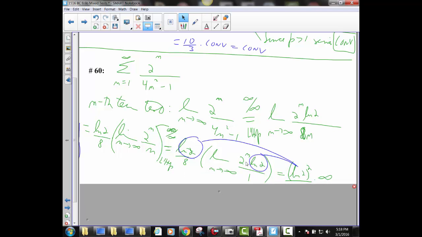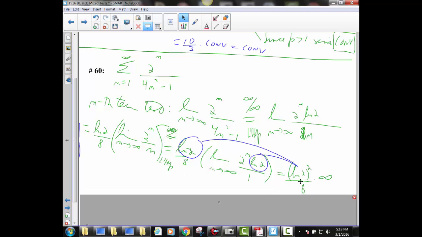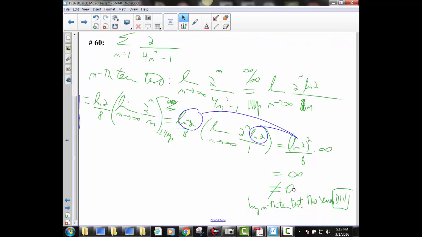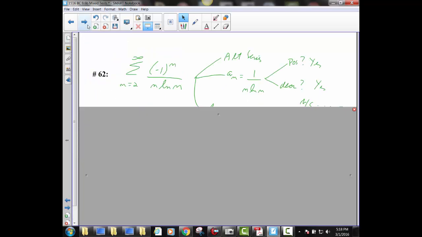So the derivative of 2 to the n is 2 to the n ln2, and the derivative of n is 1. So now I have ln2 times ln2 is ln2 squared over 8. And of course, I'm left with the limit as n goes to infinity of 2 to the n. Well, 2 to the infinity is infinity. Infinity times a positive constant is infinity. Since that limit does not equal 0, by the nth term test, the series diverges.